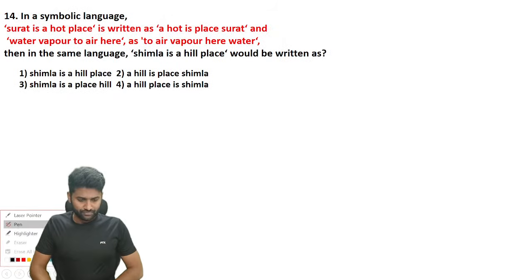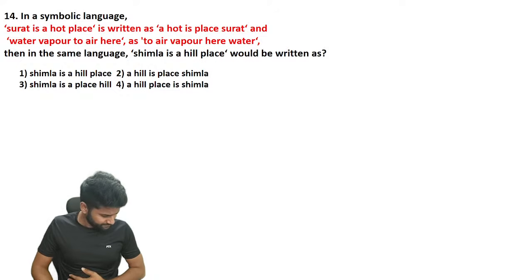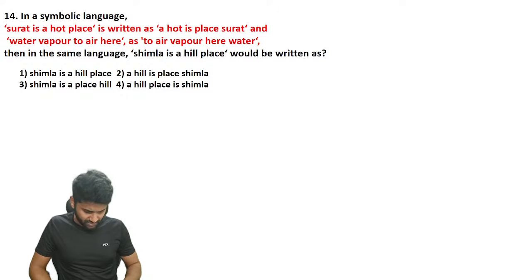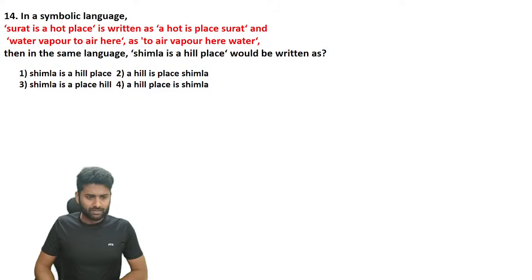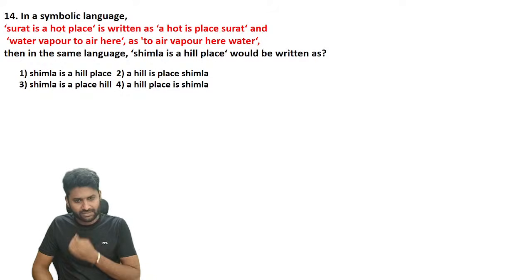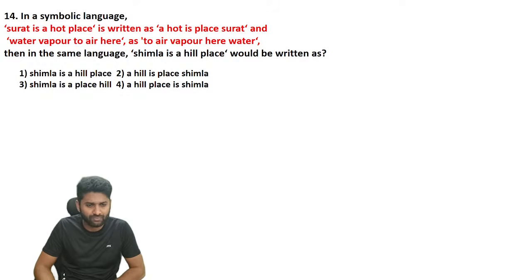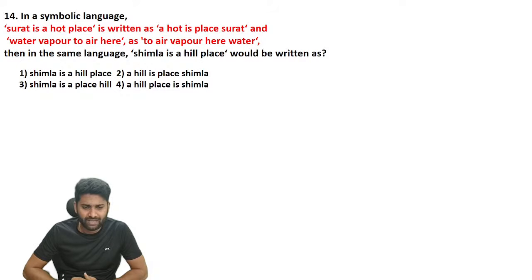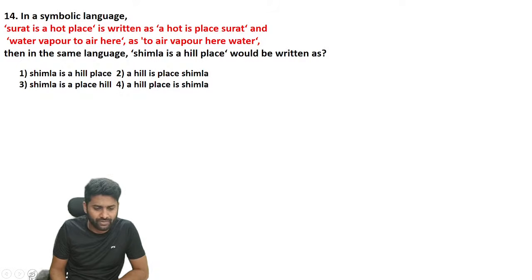Let's check one more question from coding and decoding. I don't find the option in the given question. I will verify and update. Now see, "Surat is hot place" is written as "a hot place is Surat", and "water vapor to air" here is "to air vapor here water". Now how will "Shimla is a hill place" be written?